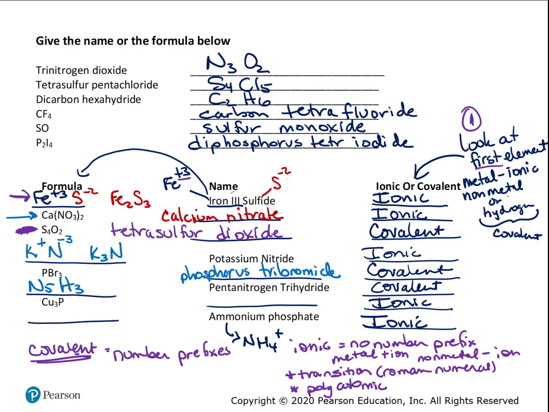I think covalent's pretty straightforward. The kicker is you've got to be able to recognize it's covalent. So you look at phosphorus and you find it on the right of the zigzag line, so then you know it's covalent. You look at nitrogen in pentanitrogen, you see it to the right of the zigzag line, then you know it's covalent. And then that dictates that you're going to use number prefixes. All right, so the next one though, I know the next one is Cu, which is what? Copper.